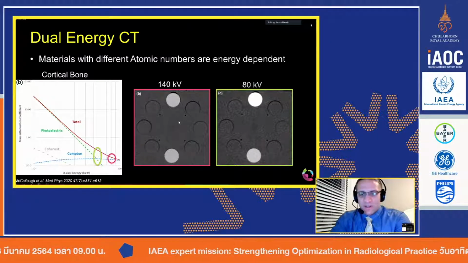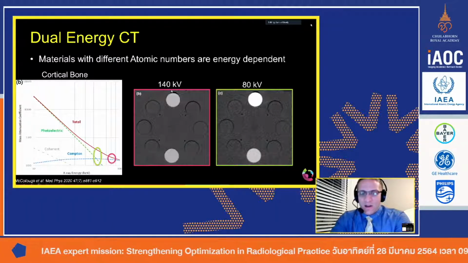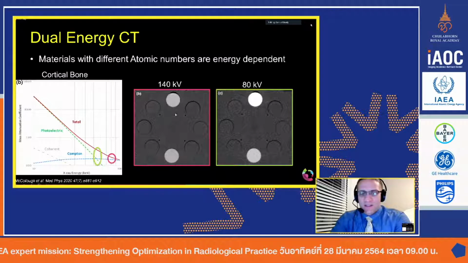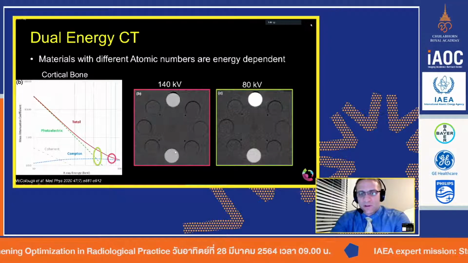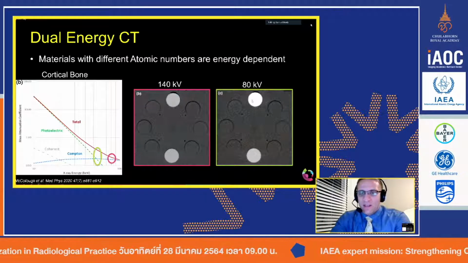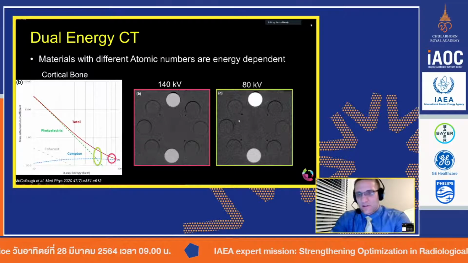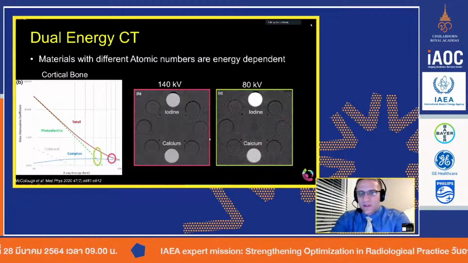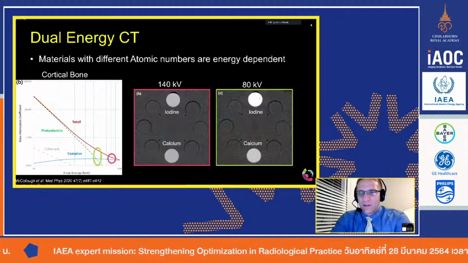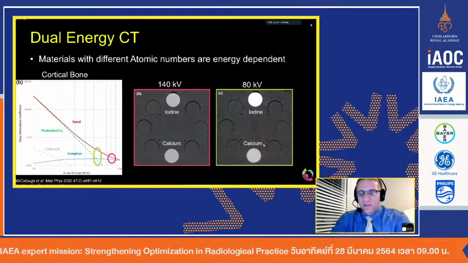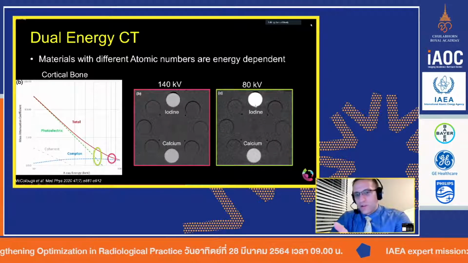And so when you look at these 2 images, the first thing you notice is at 140 kV, you probably can't distinguish the difference between the material of these 2 objects. But at 80 kV, they look different. There's a reason they look different, because they're obviously different materials. Here I'm just simply going to reveal to you that it's an iodine plug at the top of this phantom and a calcium plug at the bottom. Now, until I told you that, you wouldn't know what the material is.